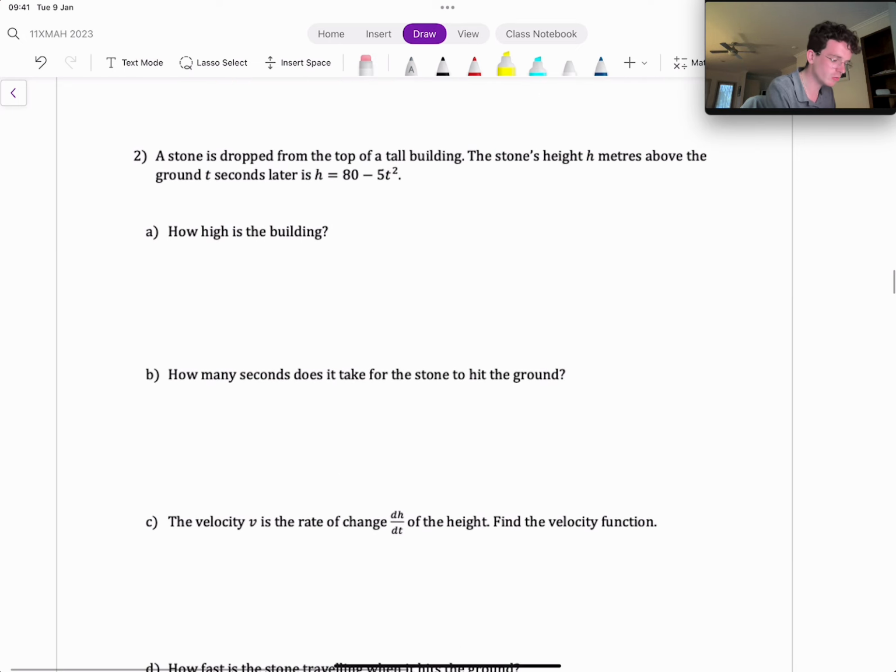Okay, a stone is dropped from the top of a building. The stone's height h above the ground is h equals 80 minus 5t squared. How high is the building? Well, that's just saying what is its height when time is 0. So h is equal to 80 minus 5 times 0, which is 80.